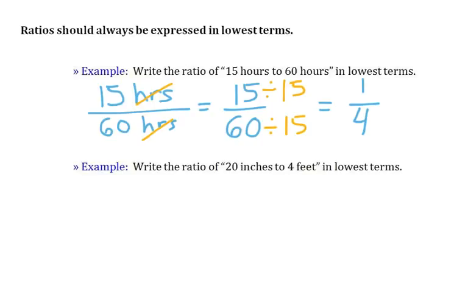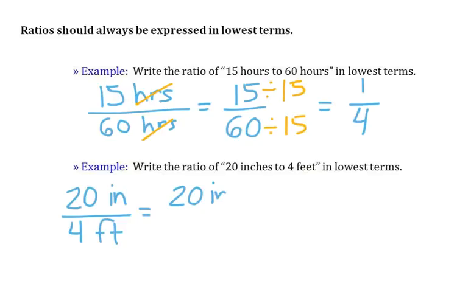As a second example, now we need to write the ratio of 20 inches to 4 feet in lowest terms. And right away this one should feel a little bit more complicated because we notice that the units of measurement are not quite the same. We have inches and we have feet. However, it's pretty easy for us to do a simple conversion. So in looking at this ratio, it's going to be easier to change my larger unit to match my smaller unit. That means I want to convert feet to inches.